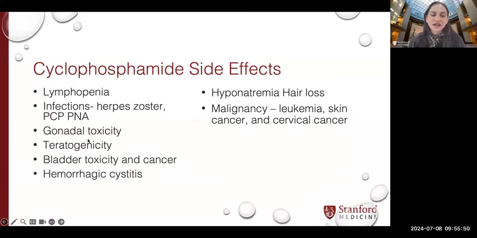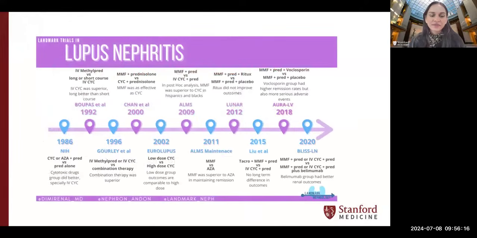We want to stress contraception in our patients because it can cause teratogenicity. It can cause bladder toxicity, cystitis. There can be malignancies involved. So again, we try to use the lowest dose that we need. So again, this drug can work, but with all the side effects, do we have a better drug with a better side effect profile that again can have better remission rates? That's what we're looking for.